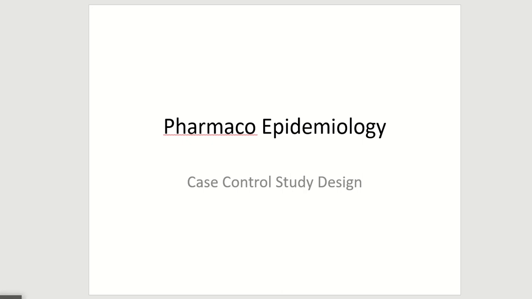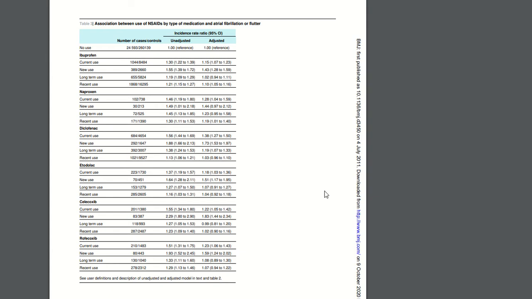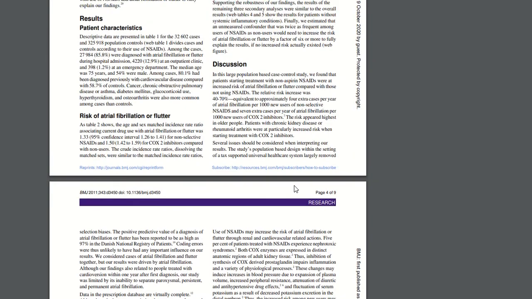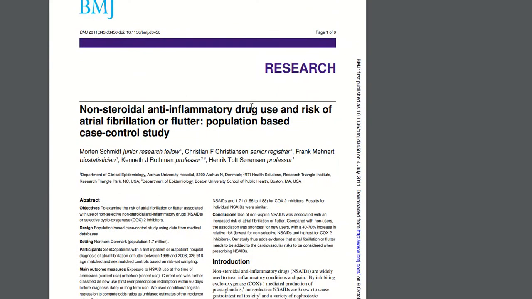Let me see if I can show you the article. This is the article, and it's an example of a case control from the British Medical Journal, and the title is Non-steroidal anti-inflammatory drug use and risk of atrial fibrillation or flutter, population-based case control study. You can find and download this article if you want. It's available for free on the internet on the BMJ. I think it's open access.